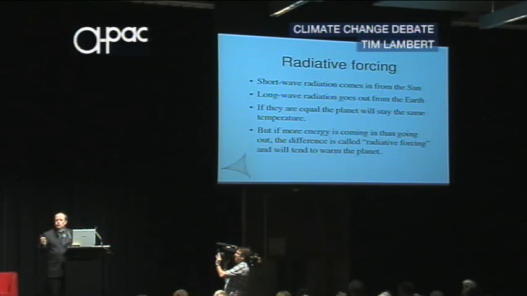We have shortwave radiation coming into the Earth from the sun, and we have long-wave radiation that goes out from the Earth. If those two things are equal, if the energies are equal, then the Earth will stay the same temperature. But if you have more energy coming in than going out, then you're going to tend to warm the planet, and that difference between incoming and outgoing is called radiative forcing. And I've said more coming in than going out, but it can work the other way. You can have more going out than coming in, and that would be a negative forcing, and that would tend to cool the planet.